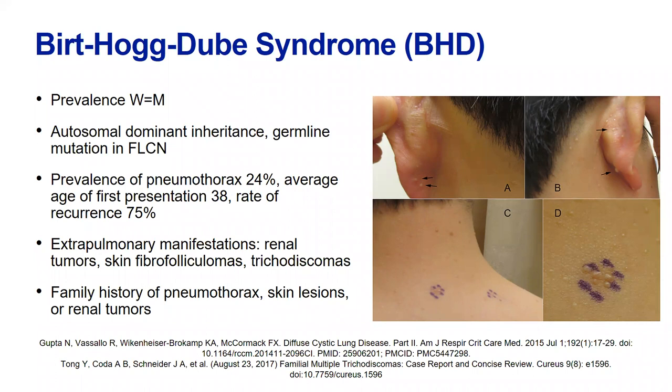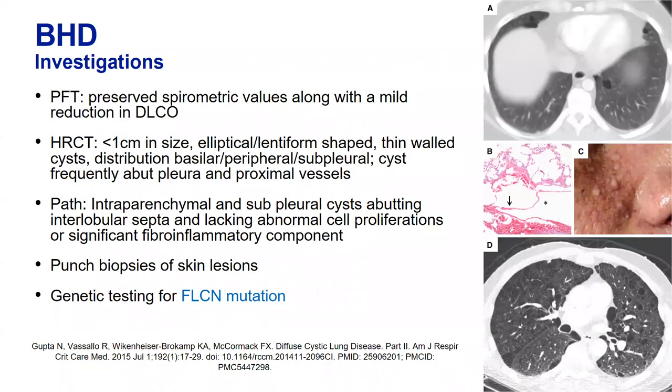When it comes to your extrapulmonary manifestations, I think the next slide has a picture of a fibrofolliculoma, but on this slide, you could see these white papular areas. Those are trichodiscomas. And this is another disease where you really want to elicit a very good family history. So this would be the fibrofolliculoma I was just mentioning.